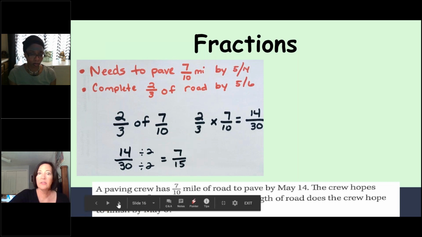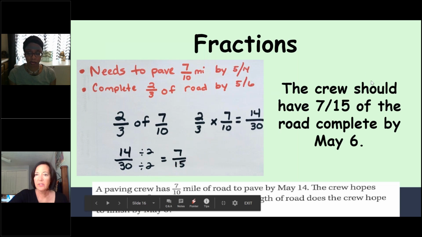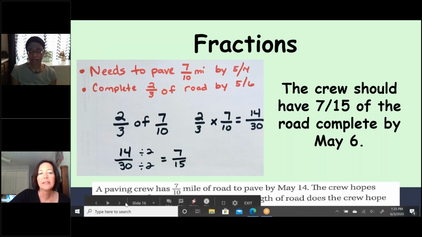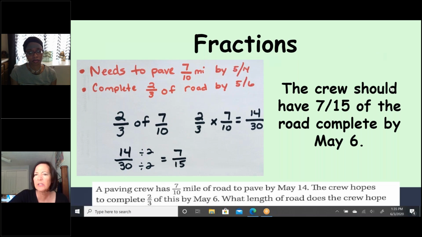Okay. The crew should have 7/15 of the road complete by May 6th. I would say a problem like this would be challenging for most students. It just sounds weird, and you throw fractions in there, but whatever system you use, before you move on to the next problem, ask yourself, does my answer make sense?